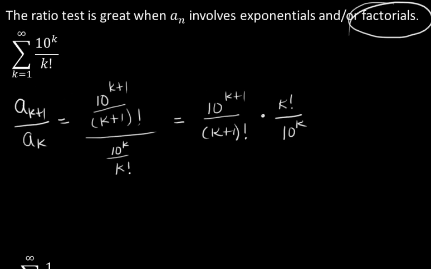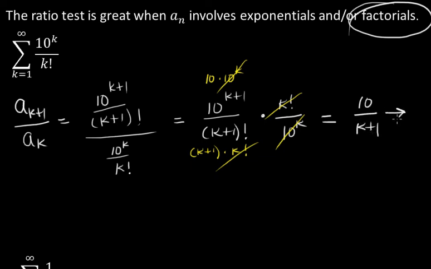Oh, well look, 10 to the k plus 1 over 10 to the k. 10 to the k plus 1 is just 10 times 10 to the k, isn't it? So the 10 to the k's cancel, and k plus 1 factorial is k plus 1 times k factorial. So the k factorials cancel, and we get that this is equal to simply 10 over k plus 1. And as k goes to infinity, we get a finite limit of 0, which of course is less than 1.